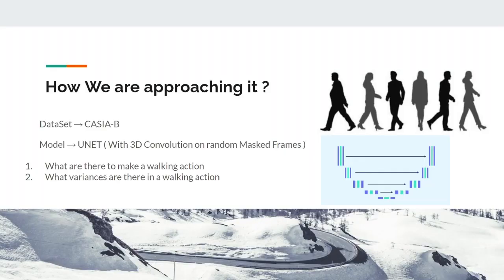So how are we approaching it? We have this dataset, KCAB, and the model that we are using here is UNET. We are using 3D convolution on random mask frames from a particular video. What we are actually learning is what makes up a particular walking action, and what variations there are in a walking action.